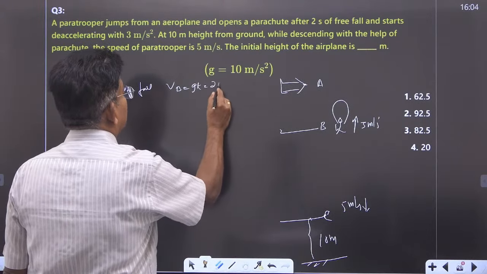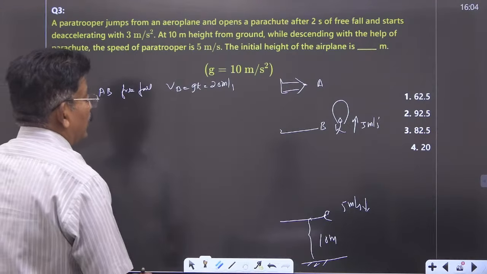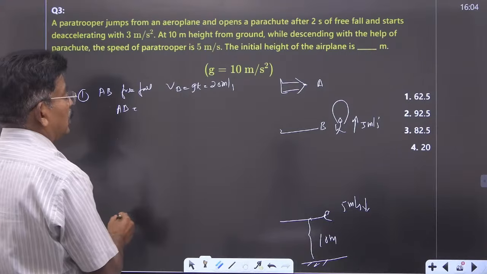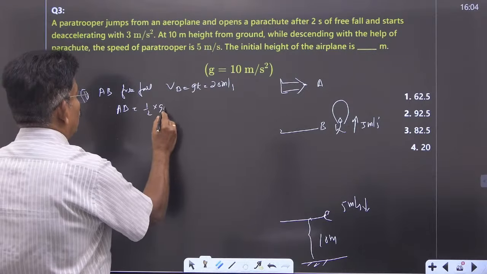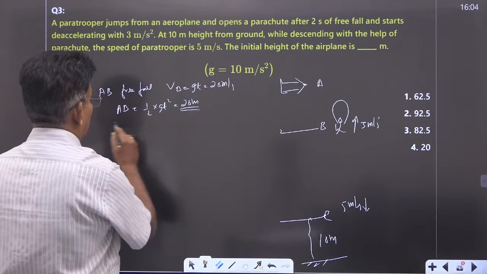Therefore, we can take it as 20 meters per second. t is coming to be 2 seconds. Then the distance AB he has covered. How much has he covered? Half g t square. That also comes to be 20 meters.